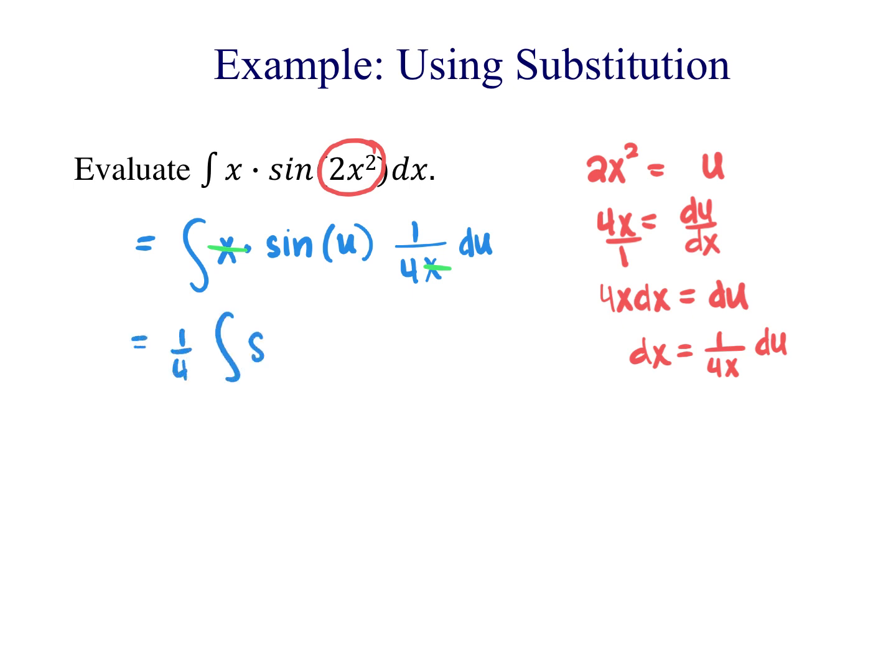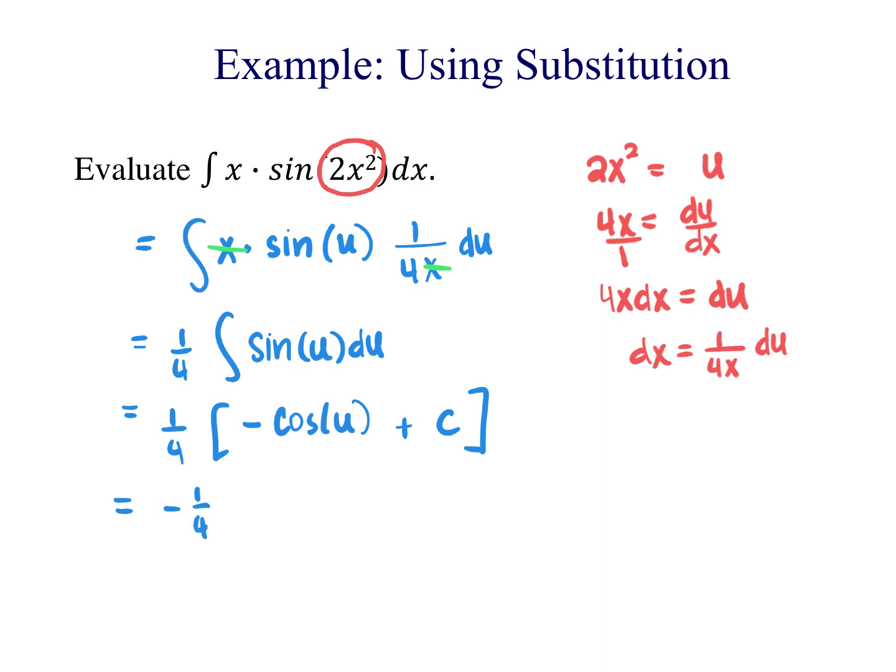And that leaves me with sine of u du, which has its own antiderivative, which is negative cosine of u plus the constant c. And then I distribute and bring back in what I had chosen. So it'll be negative 1/4 cosine, and what gets plugged back in is 2x squared. And then have your c on the end, or your 1/4 of c.